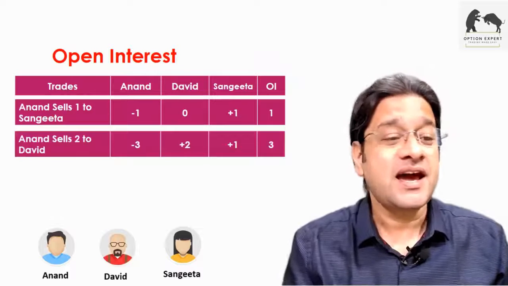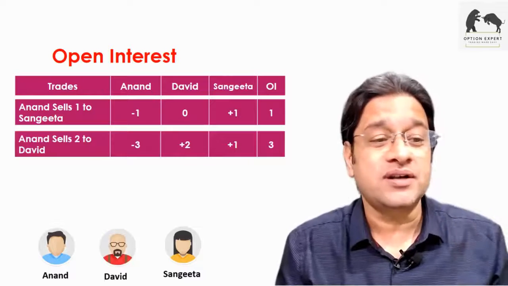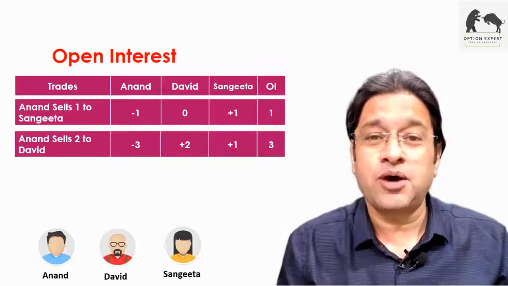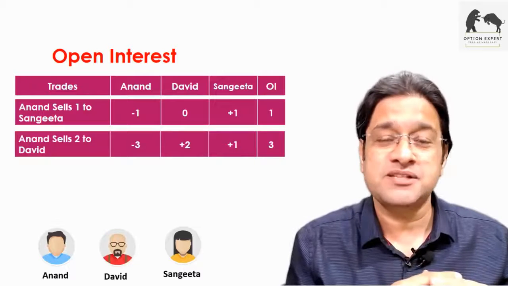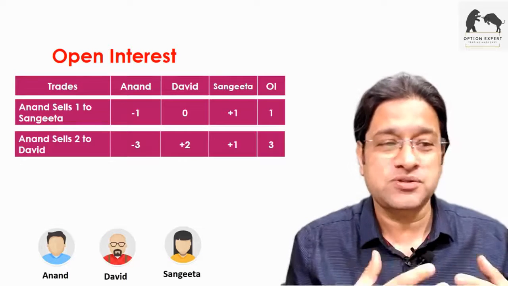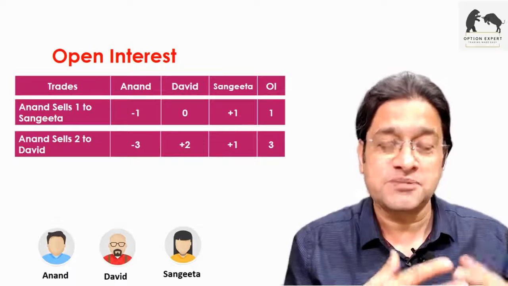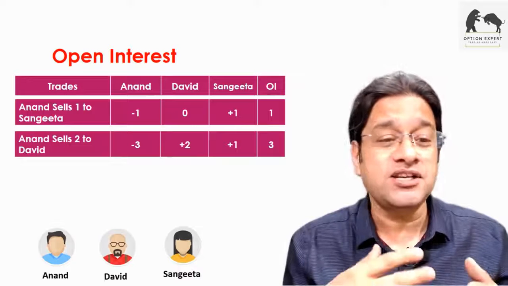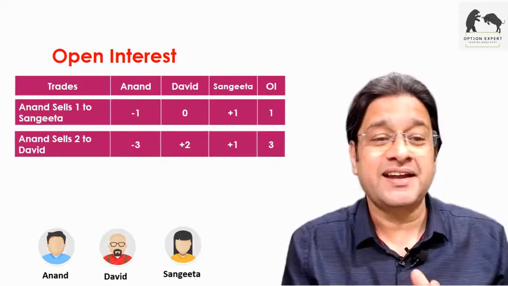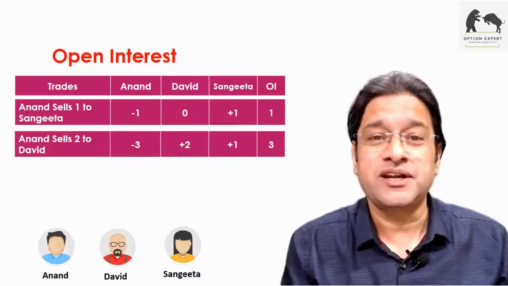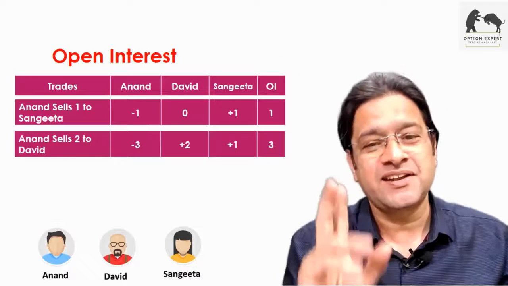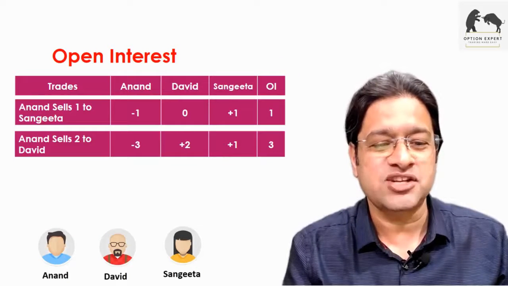Now, let's say Anand sells two contracts to David. Now Anand is -3, he was -1, and the two contracts sold make it -3. David is +2, and Sangeeta of course is +1. Now the total open interest is 3.